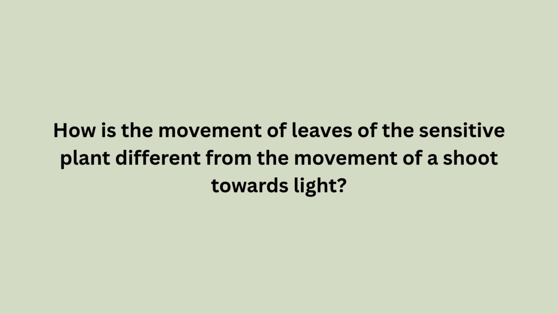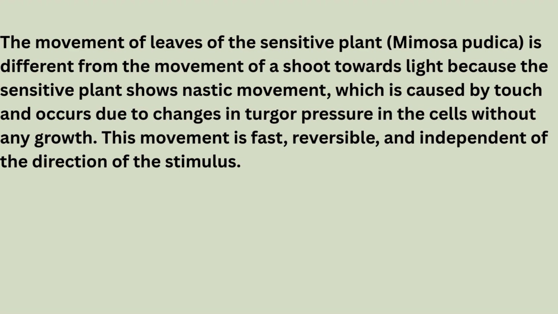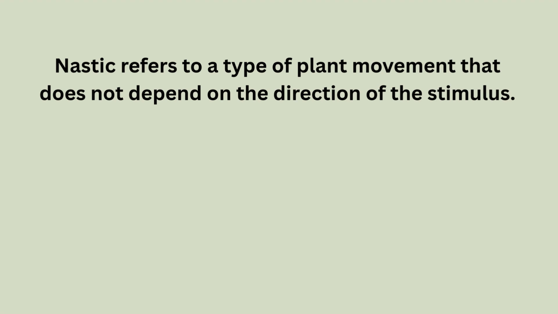How is the movement of the leaves of the sensitive plant different from the movement of a shoot towards the light? A good question. The movement of the leaves of the sensitive plant is different from the movement of a shoot towards light because the sensitive plant shows nastic movement, which is caused by touch and occurs due to changes in the turgor pressure in the cells without any growth. This movement is fast, reversible, and independent of the direction of the stimulus. Nastic refers to the type of plant movement that does not depend on the direction of the stimulus.